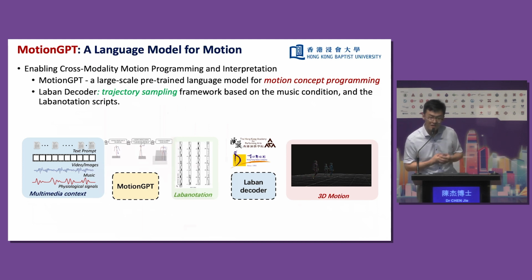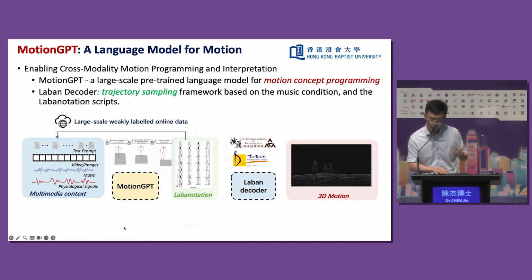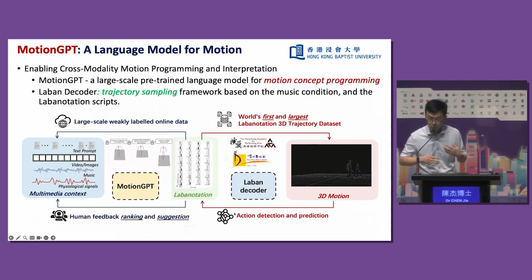Given this context, motion GPT, just like ChatGPT, will automatically help us write out a piece of Laban notation. This Laban notation will be decoded by a decoder, just like a visual decoder, into trajectories of the dancers. To do that, we are collaborating with performing arts schools to create one of the world's largest annotated data sets that connects Laban notation and accurate 3D joint trajectories.